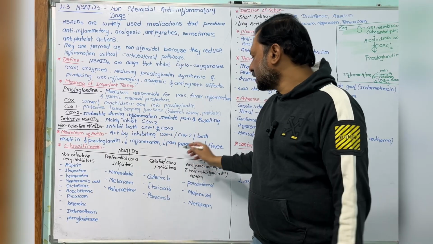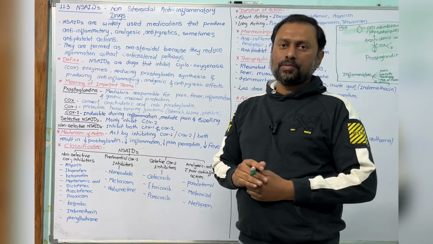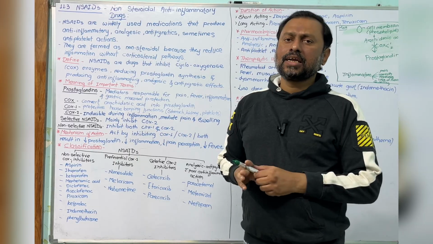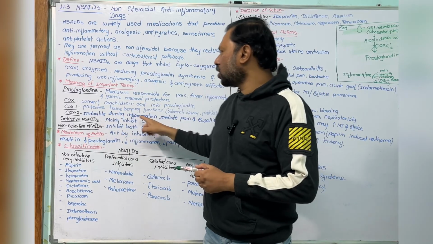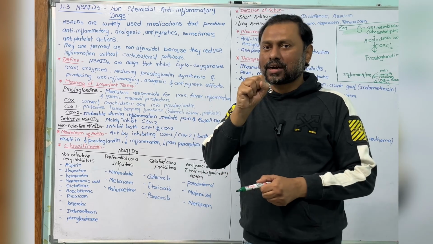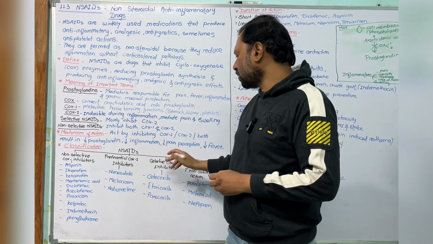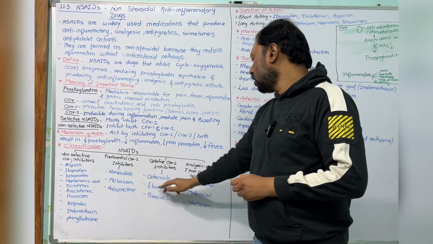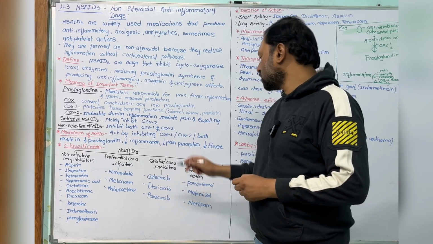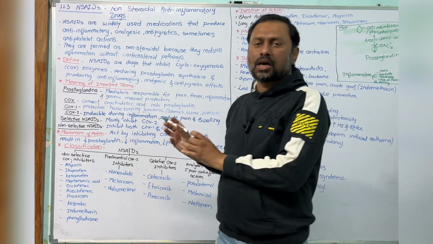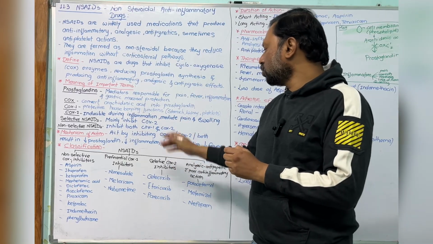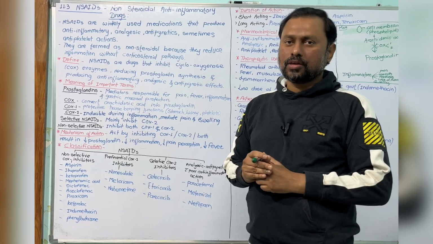The next one, selective COX-2 inhibitors. Selective COX-2 inhibitors means they are selecting only COX-2, selecting and inhibiting, blocking it. The selective COX-2 inhibitors are celecoxib, etoricoxib, and parecoxib. These coxib drugs come under the selective COX-2 inhibitors.